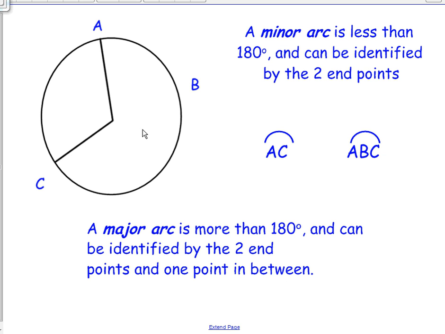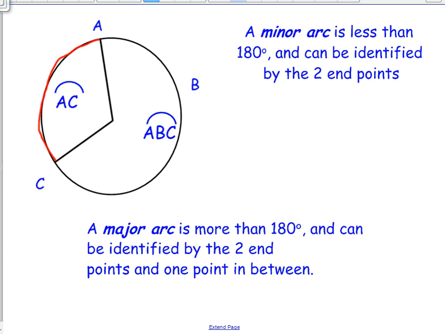Okay, so for example, we have points A, B, and C on this circle, and we have drawn two radii here that go through the center of the circle. Now, we can name the minor arc and the major arc. In this case, the minor arc is AC because this arc right here is less than 180 degrees. All right, and then the major arc is ABC, and we can include that B in our identification because it's easier then to differentiate between the two. And that is a major arc because it is greater than 180 degrees, as you can see there.